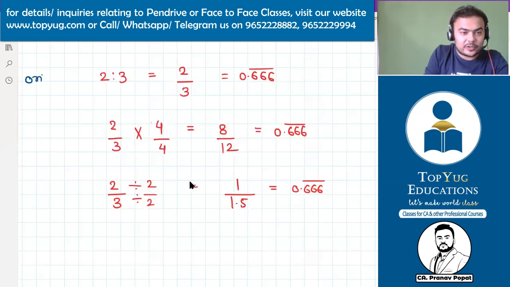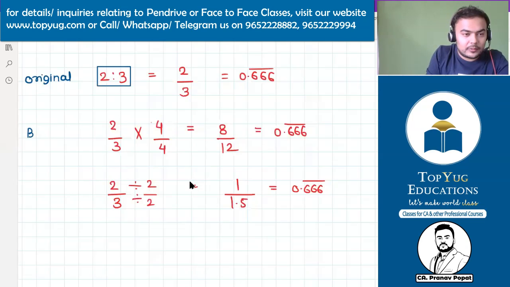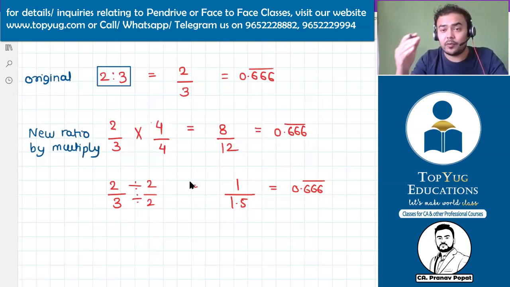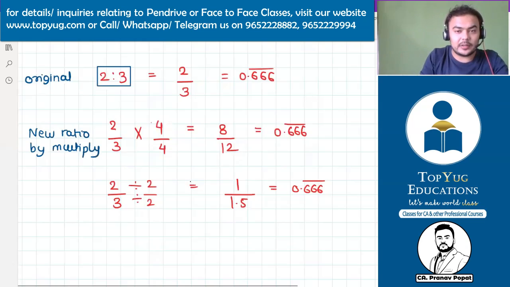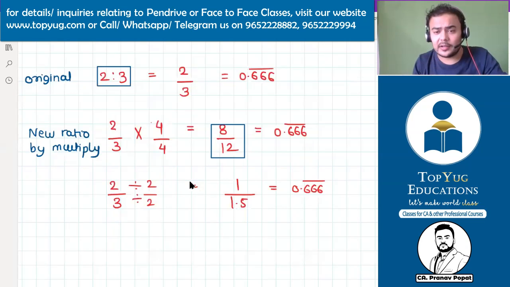What does this mean? If this is the original ratio, 2/3, and if you modify it by multiplying, what do we multiply? We multiply the same number, 4 and 4, in numerator as well as denominator. We'll get 8/12. This new ratio is also equal to the original ratio. There is no difference between them. It's just a presentation. 2/3 and 8/12 are different ratios? No. It is just a presentation.